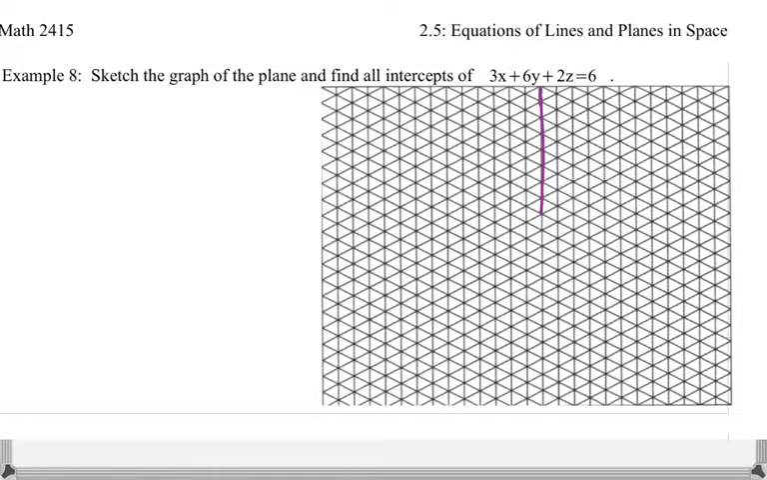So example number 8, we're going to sketch the graph of the plane and find all intercepts of 3x plus 6y plus 2z is equal to 6. I'm going to go ahead and first draw in our coordinate system.